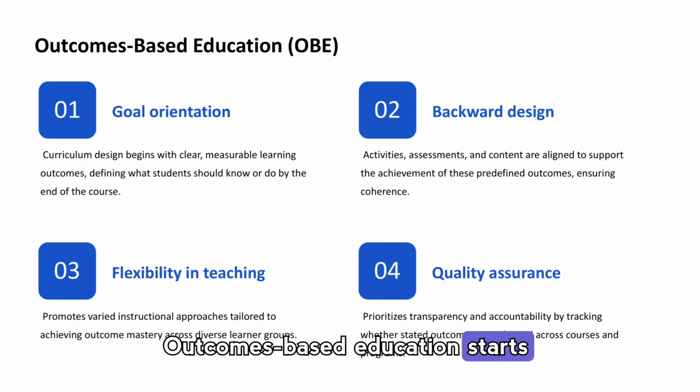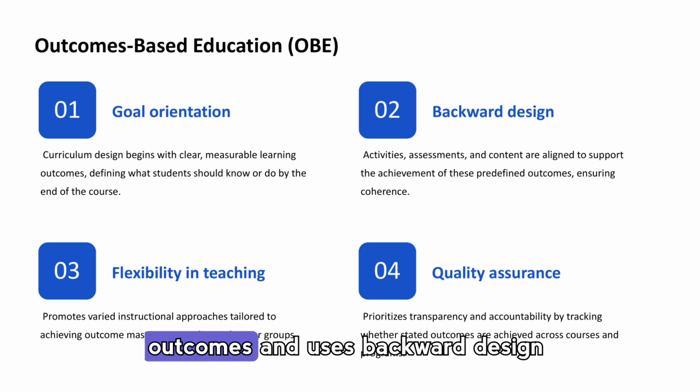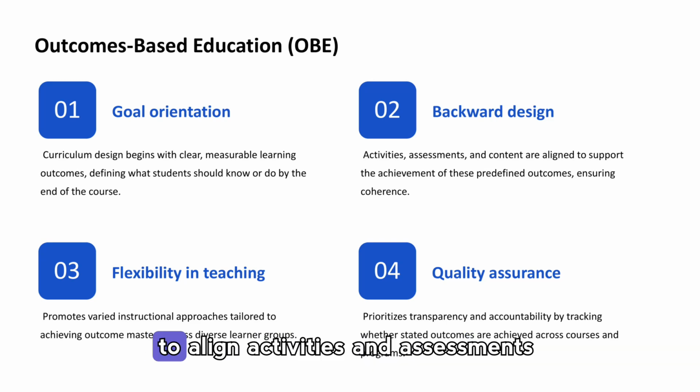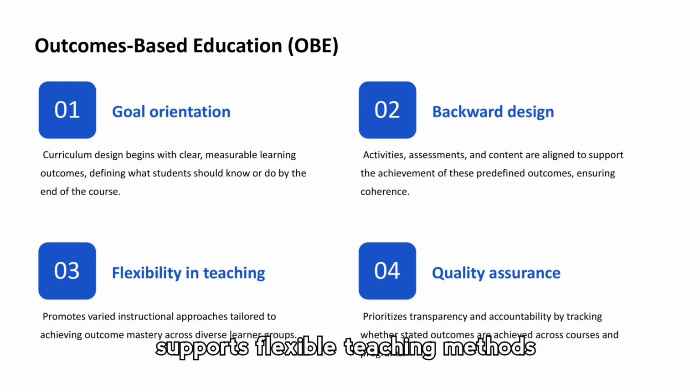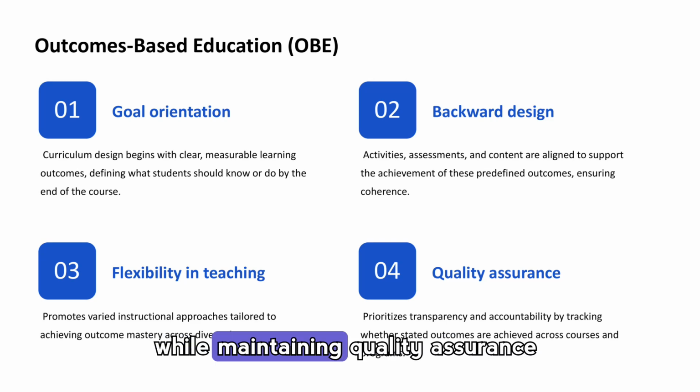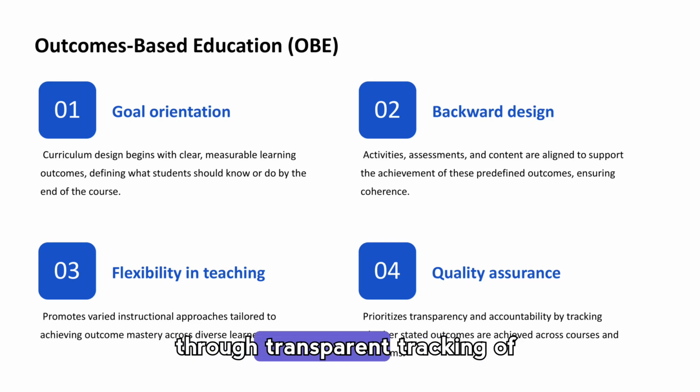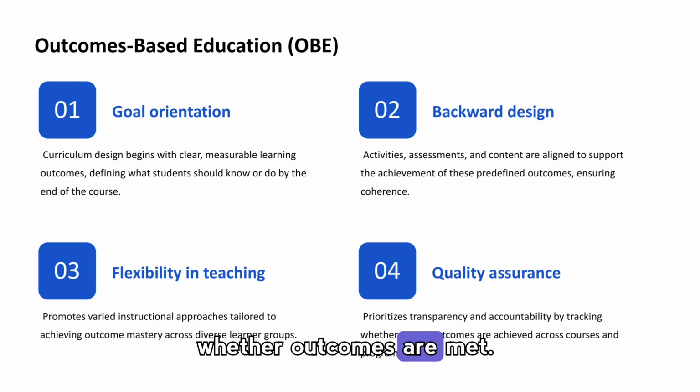Outcomes-based education starts with clear, measurable learning outcomes and uses backward design to align activities and assessments with those goals. This approach supports flexible teaching methods while maintaining quality assurance through transparent tracking of whether outcomes are met.